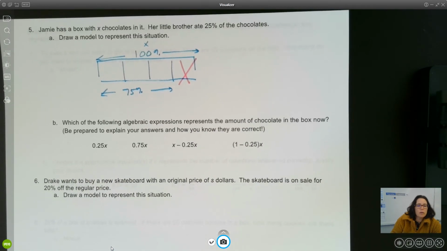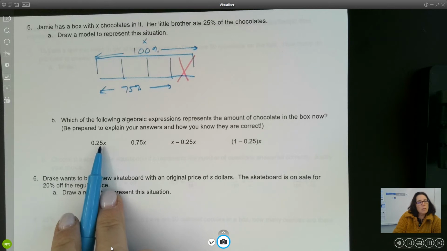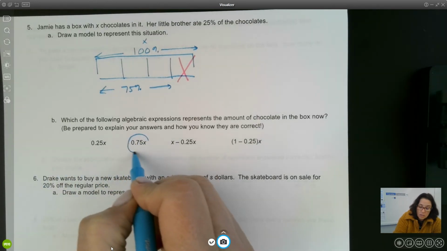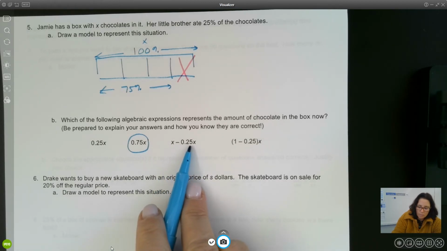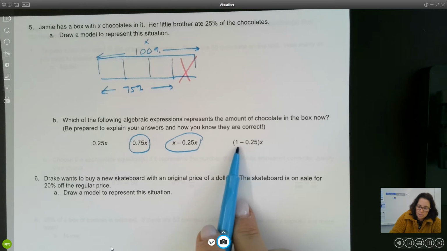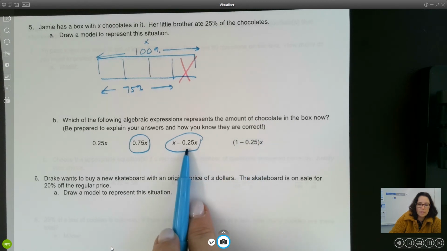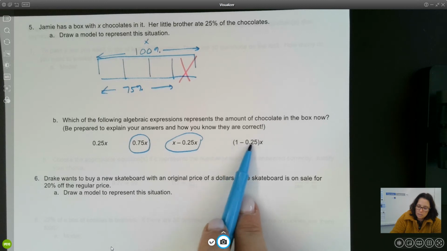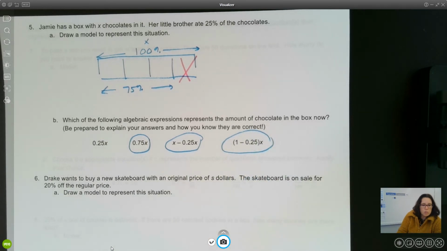Okay, which of the following algebraic expressions represents the amount of chocolate in the box now? Be prepared to explain. Okay, this is what we lost in the box. That doesn't work. This works. This works. If we have the chocolates minus 25% of the chocolates, that works. And then this works. Isn't this just another way to write either one of these? Okay, if you distribute the x in, you'd be looking at this. If you subtract 0.25 from 1, you're looking at this. Okay, so any one of those three works.